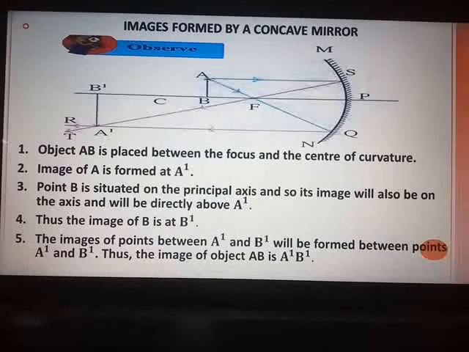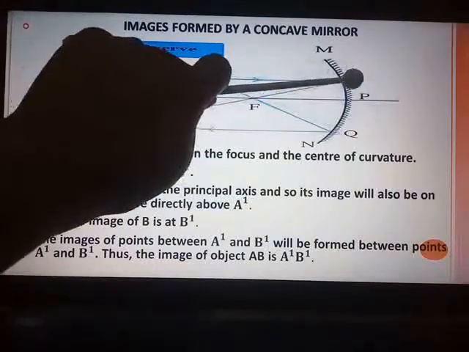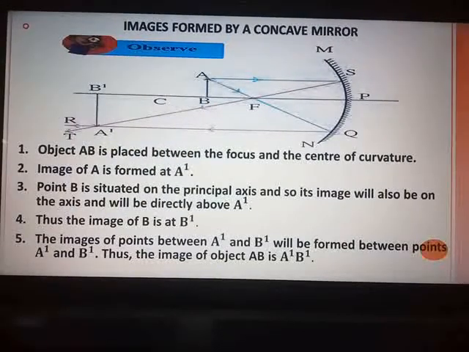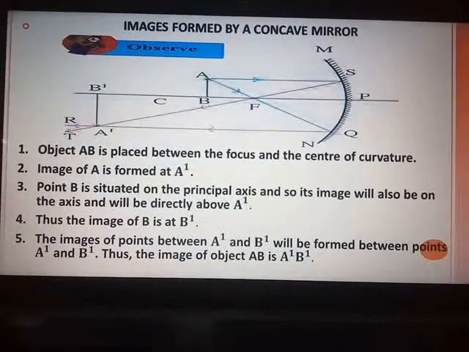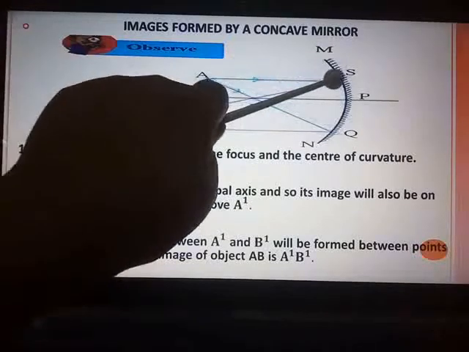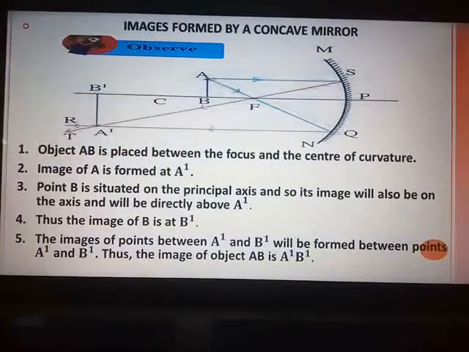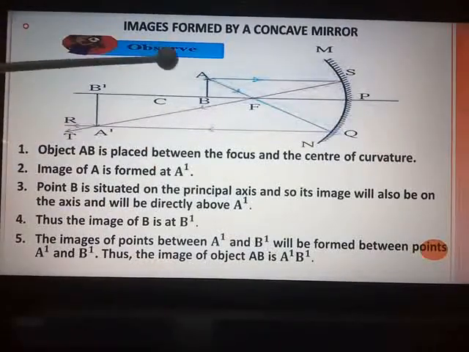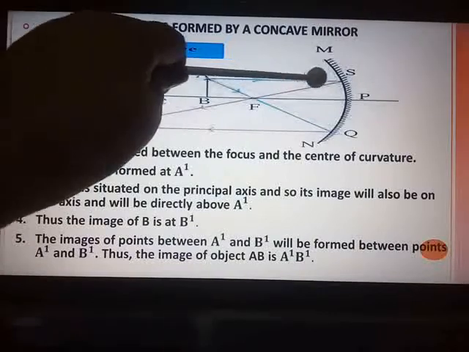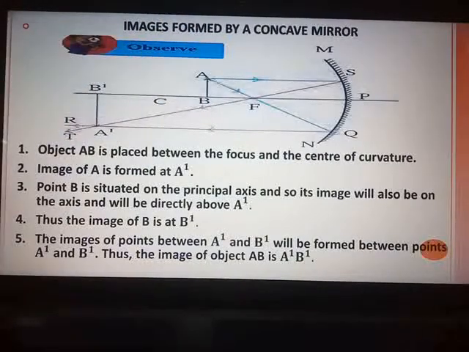Next is the incident ray AS. You can see this is another incident ray AS with the arrow towards the mirror, which is parallel to the principal axis. After reflection it passes through the focus and returns along the path ST. Here you can see both the rules are followed. If the incident ray is passing through the focus, we have studied the rules just now, then the reflected ray is parallel to the principal axis, and if the incident ray is parallel to the principal axis, then the reflected ray is passing through the focus.